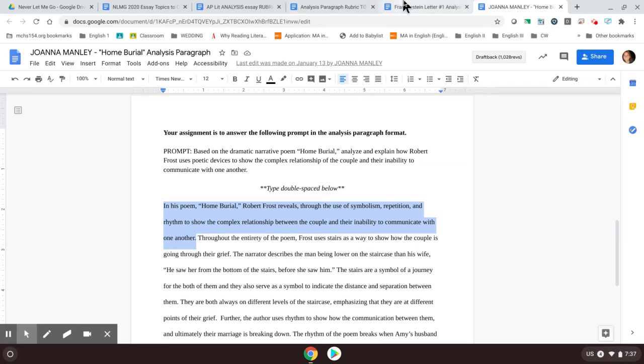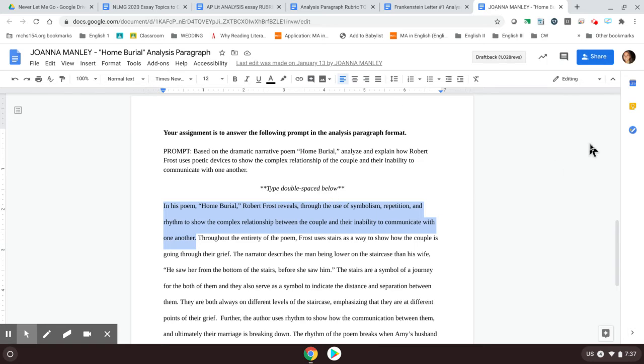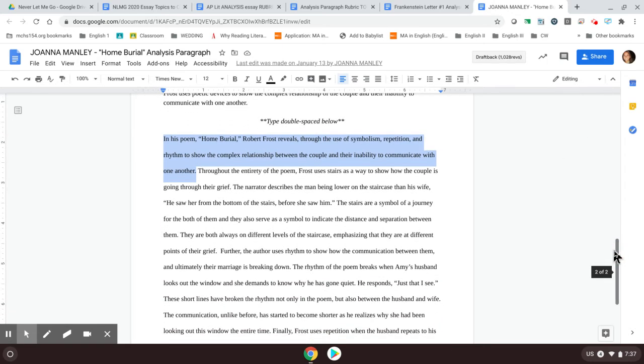All right, so the next thing that this person should have, and again, it should be a major point, meaning it supports something that you just said. You just told me these people can't communicate, so you need to give me a reason and you need to elaborate on that. That's what I'm looking for next. After the highlighted part, we see: through the entirety of the poem, he uses the stairs as a way to show the couple going through their grief. There's my major point. This person picks out one specific example, the use of the stairs in this poem, and talks about how that shows their grief, which is why they can't talk to one another. The narrator describes the man being lower on the staircase than his wife.